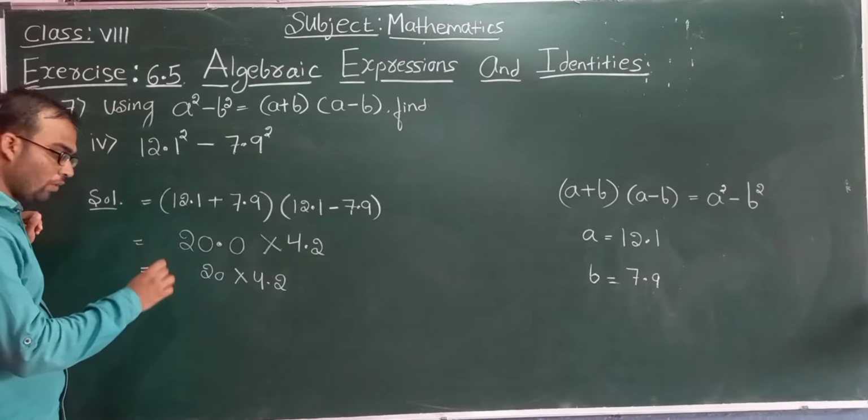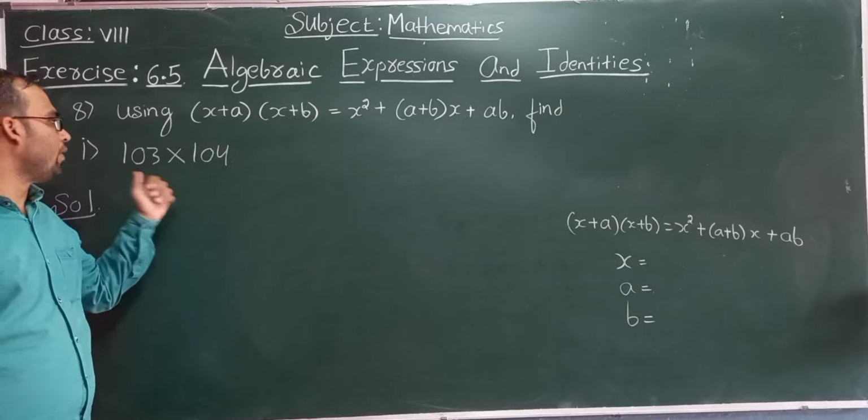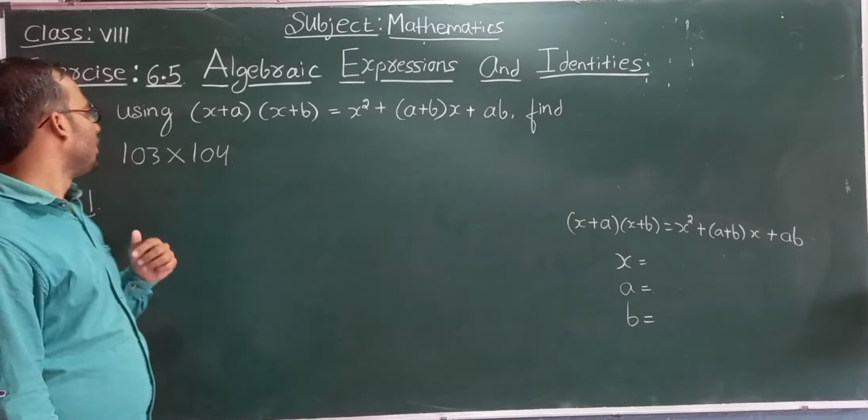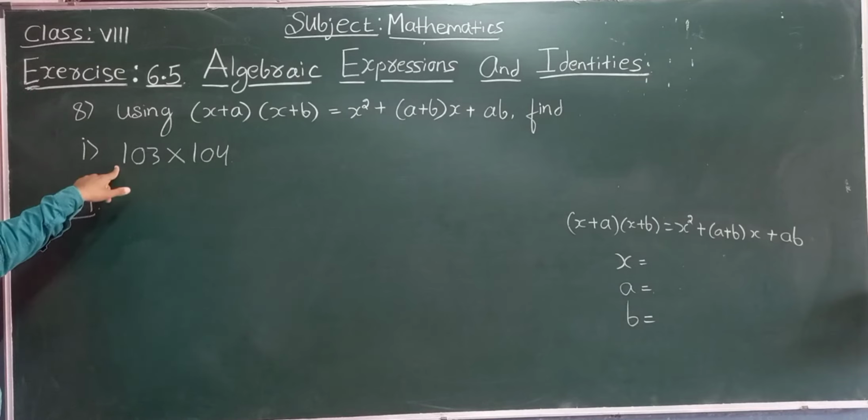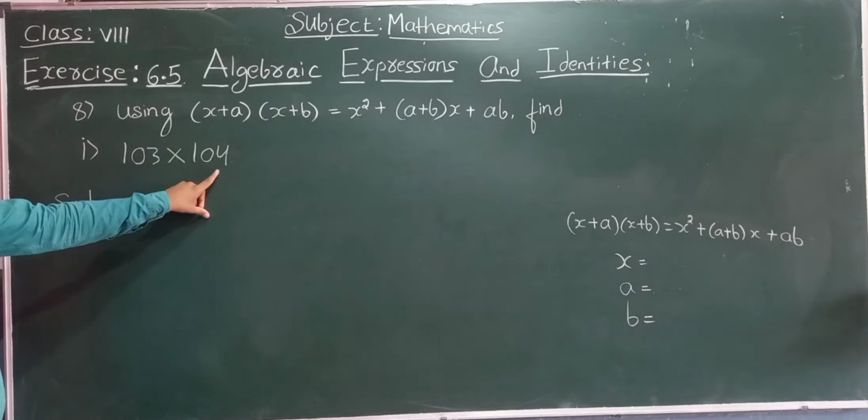Students, now let us solve problems from 8th May. Okay, so here what they have given, using x plus a into x plus b equals x square plus a plus b into x plus ab. Fine. Okay, so students, here using this identity we need to find the value of the following questions. Okay, now let us start with the first one, that is what they have given, 103 into 104. Students, what we have to do means, first we have to convert this in x plus a into x plus b form, then we need to solve using the formula.